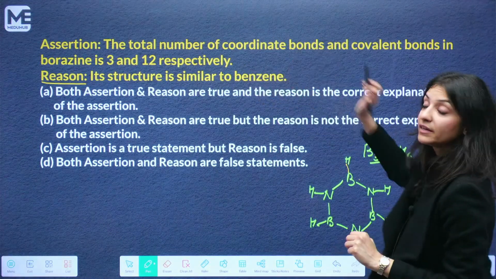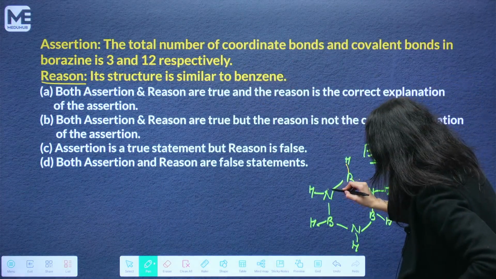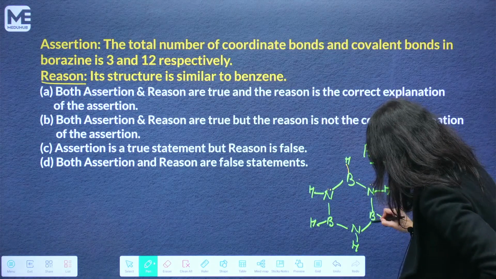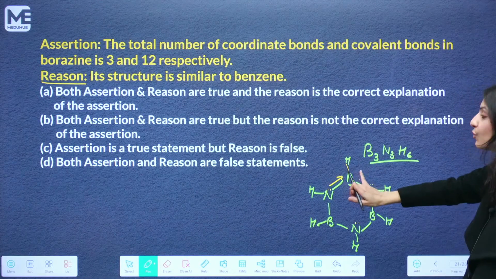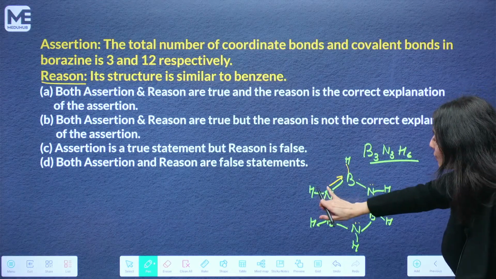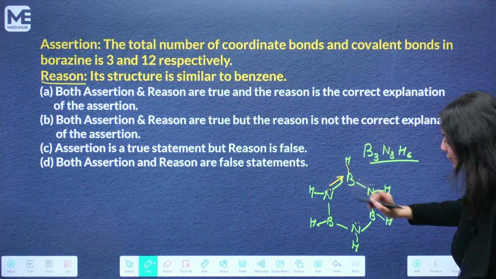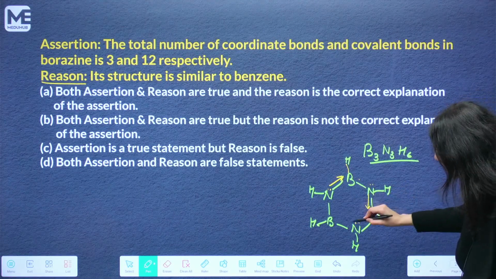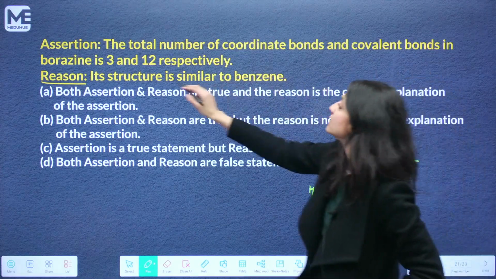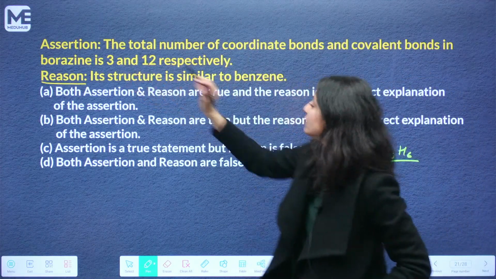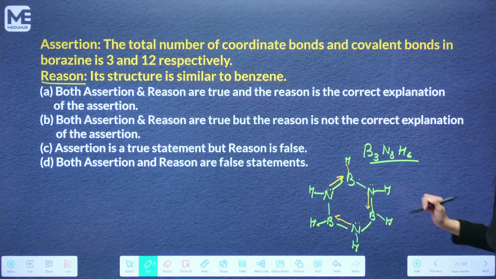And then there are coordinate bonds. Because nitrogen has a lone pair of electrons, it can donate this lone pair to boron, because any compound of boron would be electron deficient. So this lone pair gets donated and a coordinate bond is formed. Similarly here and here. So this is also correct. Covalent bonds are 12 and coordinate bonds are 3. This is the structure of borazine.